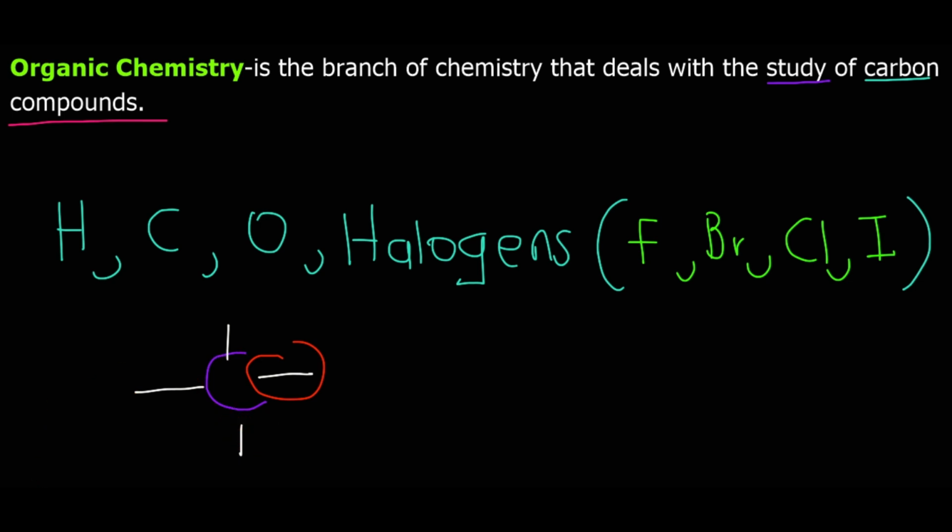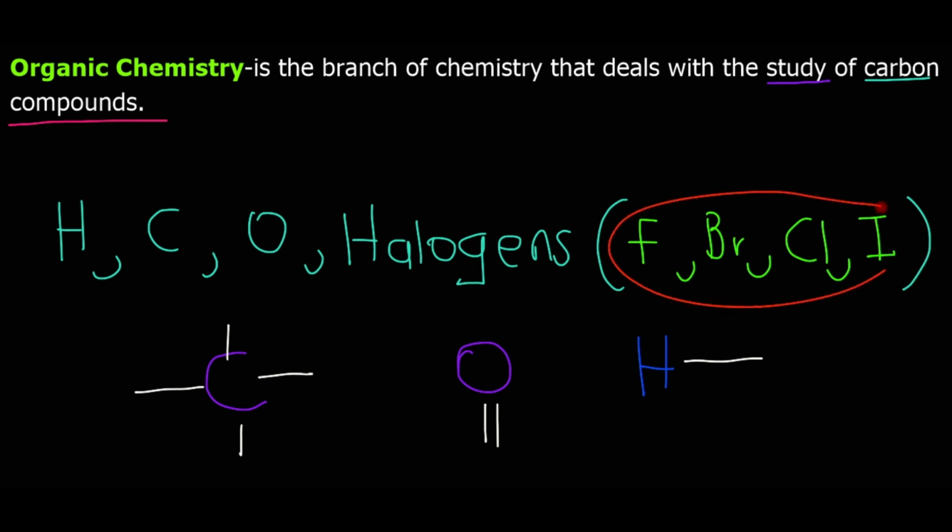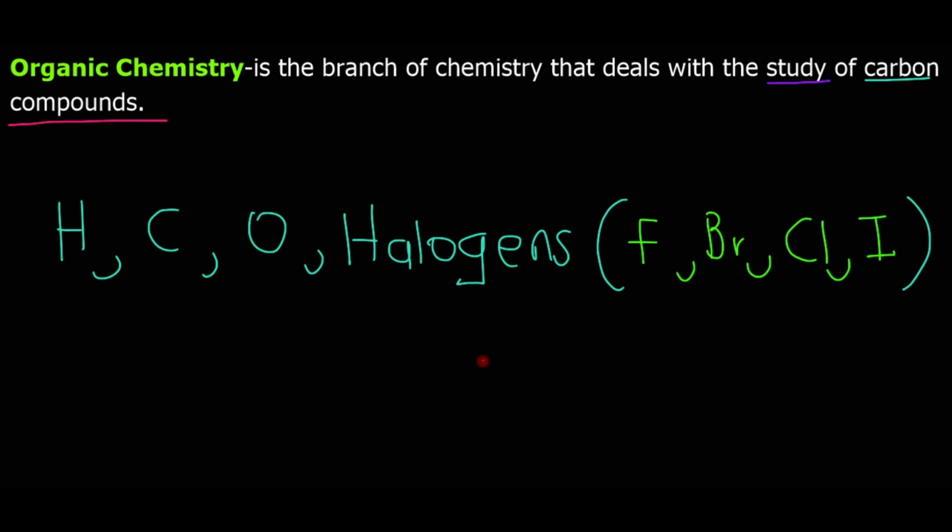And then remember oxygen, it can only be bonded by a maximum of 2 bonds. This is oxygen, it can only be bonded by a maximum of 2 bonds. And then hydrogen, it can be bonded by a maximum of 1 bond. And then the same as these halogens, they can be bonded by a maximum of 1 bond. And then another thing to know, when carbon atoms bond, they can form single, double, or triple bonds.